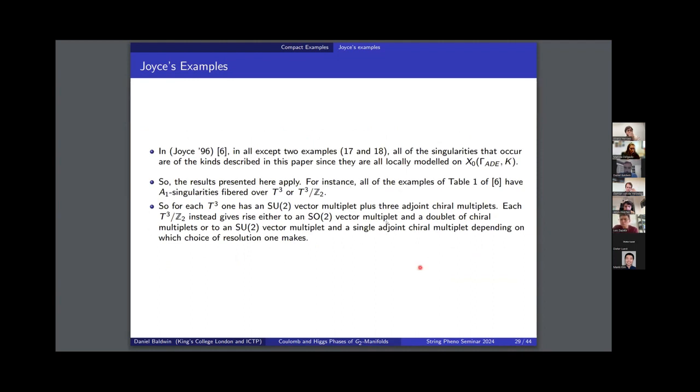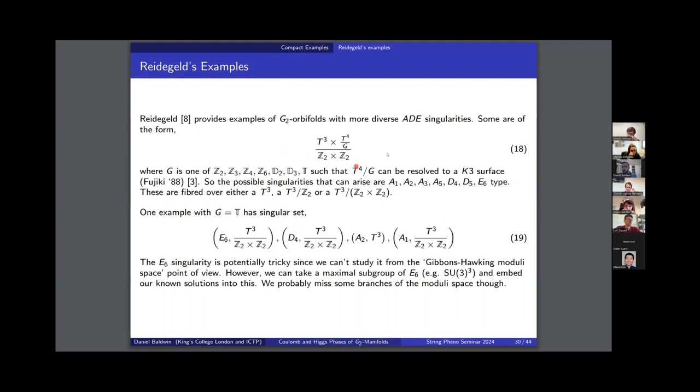I'm not going through this in too much detail, but we can also take some examples by Reidegeld, which have more interesting ADE singularities, and we can use our results to determine the physics of these compact G2 spaces. Like there's this example here that has E6 singularities over T3 mod Z2 times Z2, for example, or D4 over T3 mod Z2 times Z2. And so we can use our results to look at these as well.